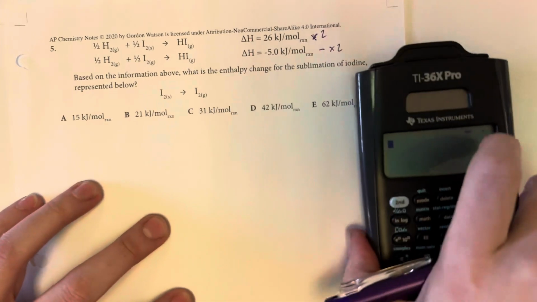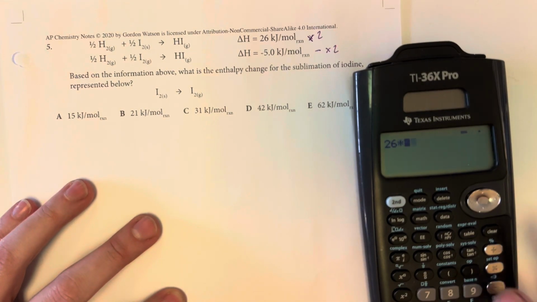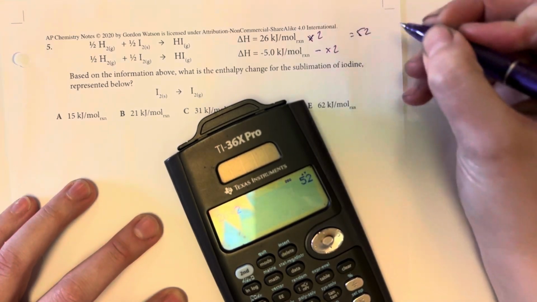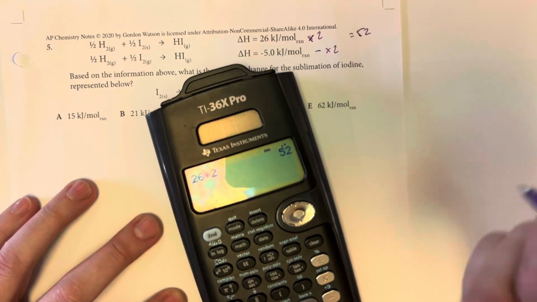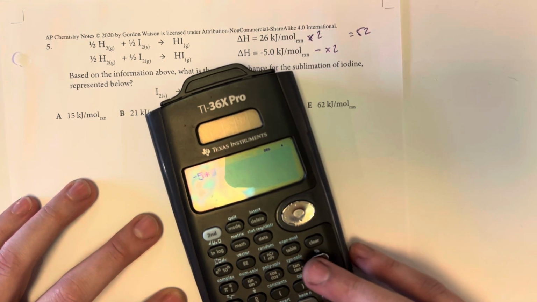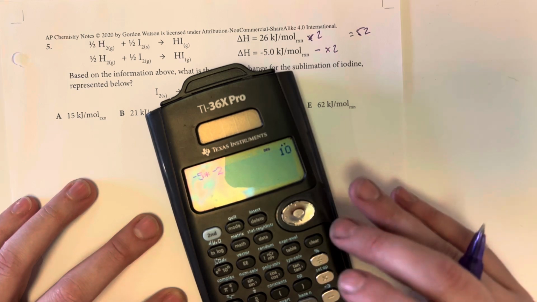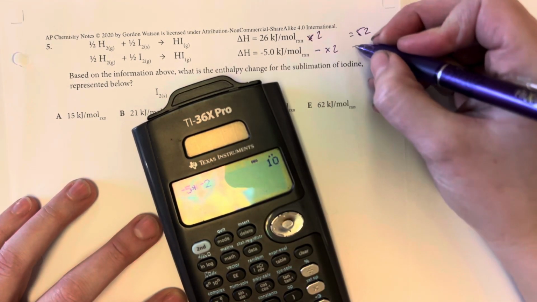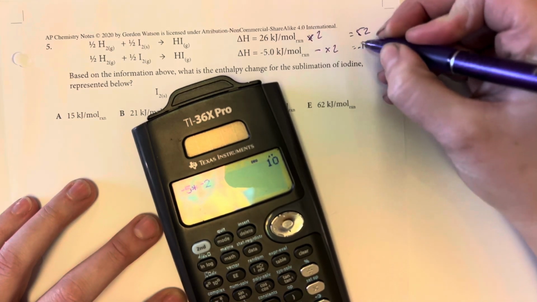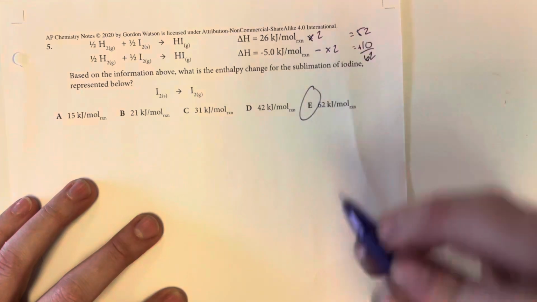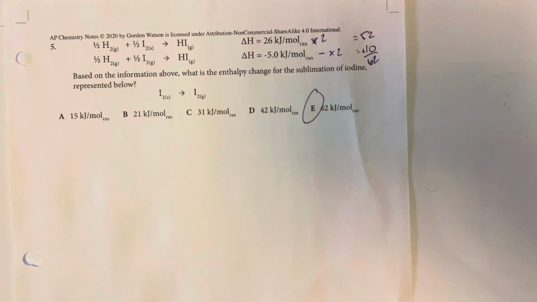So 26 times 2 gives me 52. And then negative 5 times negative 2, basically, because it's flipping the sign and then multiplying it by 2, gives me 10. And I'm going to add those up, and that gets me to 62 kilojoules per mole, which is going to be my final answer.